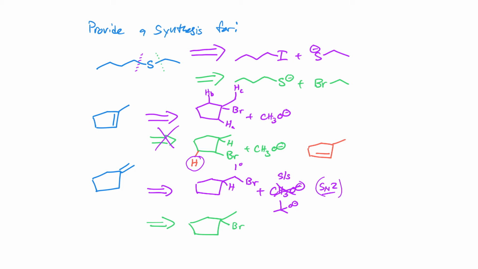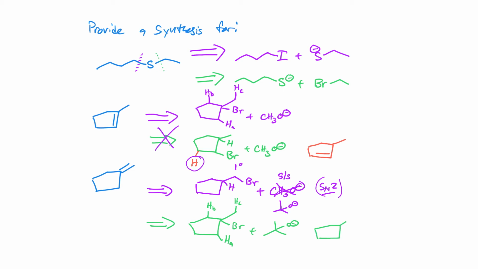We could use this starting material. And of course there are 3 beta positions here. And if I reacted this with a large base, I could try to favor HC as being removed as opposed to HA or HB. So that might work too. However, there would be some competing side reactions.